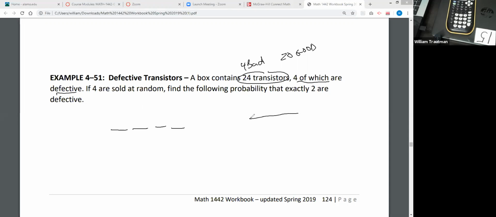So on the bottom, we're going to pick 4 at random from 24. And it doesn't matter what order we pick them because we're just picking transistors. Some are bad or some are good. So it's a combination. Order does not matter. Do you see we're picking 4 from 24 transistors? That's the total. Now, up here it says 4 of which are defective. Find the probability that exactly 2 are defective.